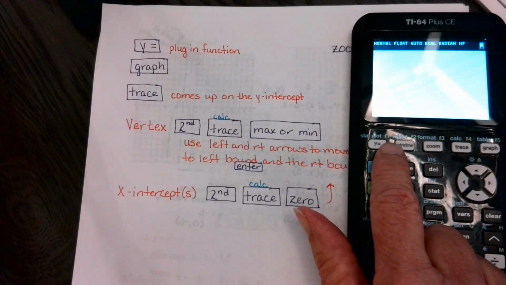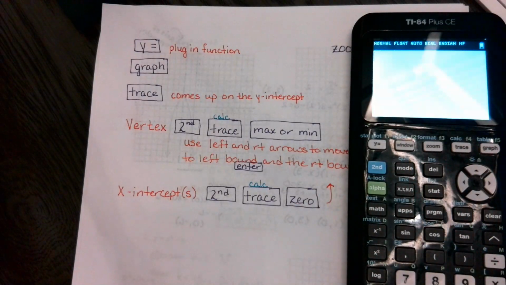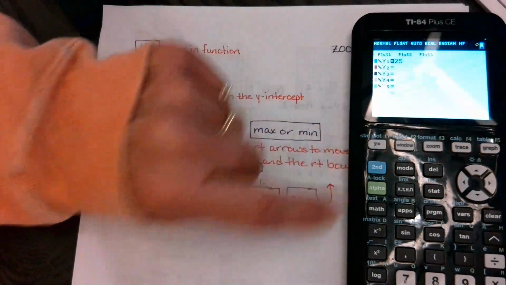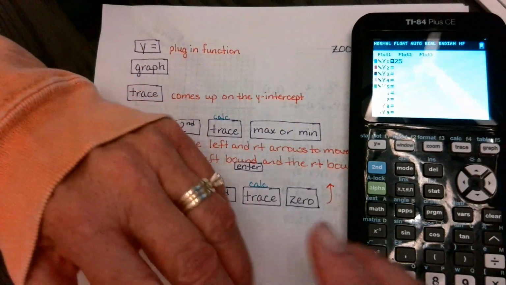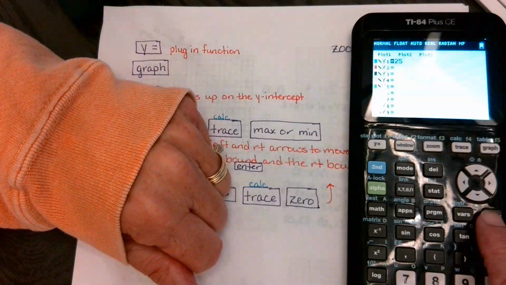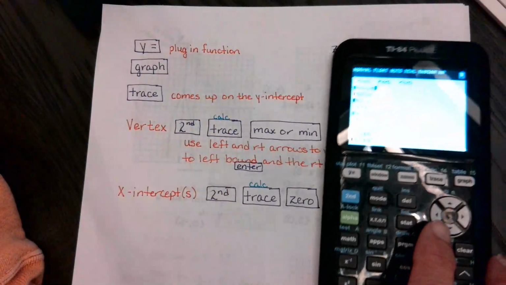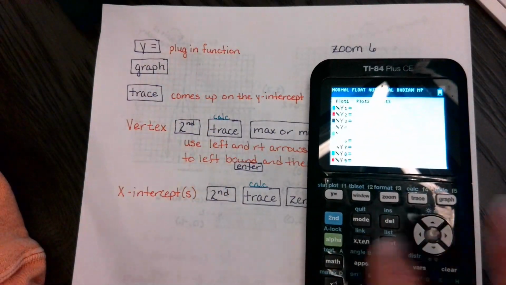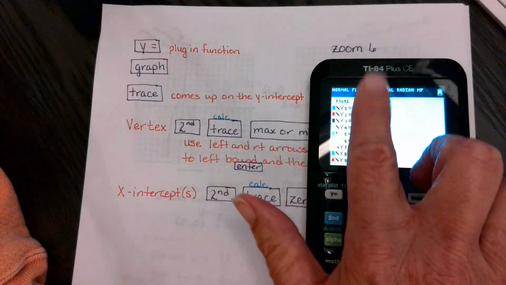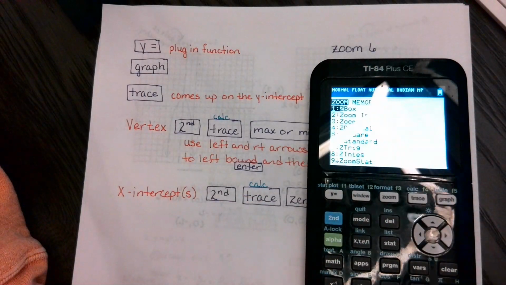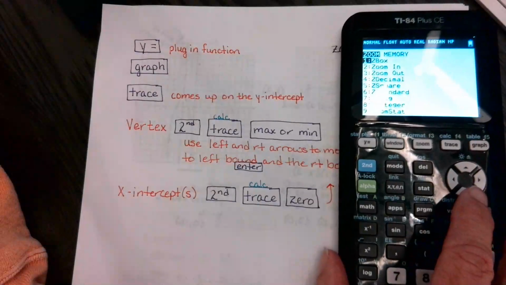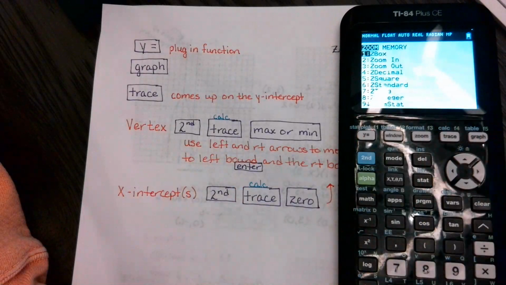Those are all your graphing buttons, and those are the ones we're going to use. So I'm going to hit my y equals button. If you have anything in there, just hit clear and clear it out. What I like to do is start my problems before I even enter anything in here. I like to put it in zoom 6. Zoom 6 is standard.